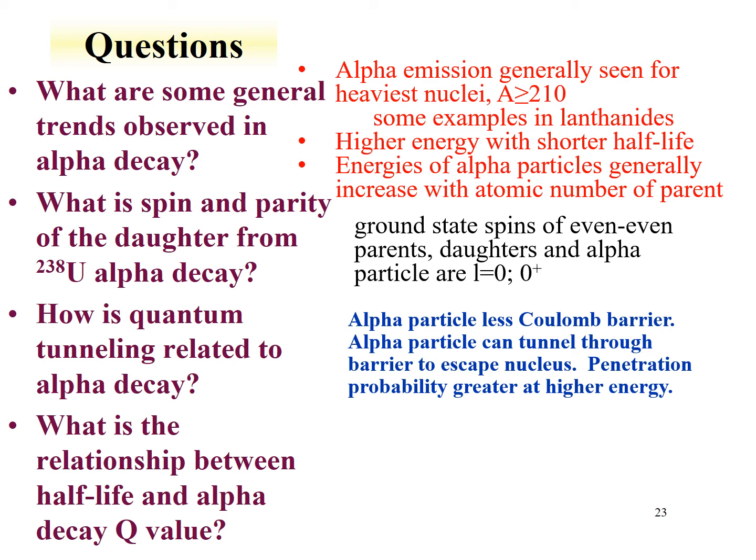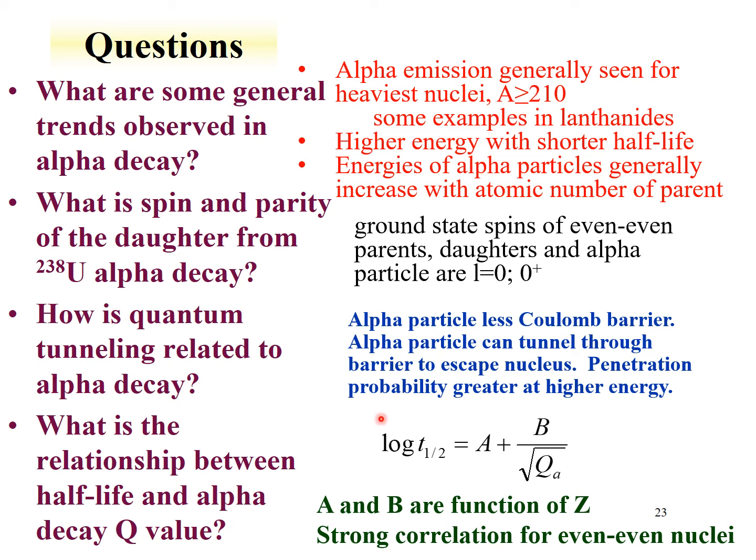So what's the relationship between half-life and alpha decay Q value? Well, there's an equation that we talked about where the log of the half-life is equal to a constant A plus B divided by the square root of the Q value for the alpha decay. A and B are functions of Z, so a function of proton number, and there's strong correlation for even nuclei. You could determine these factors by plotting the log of the half-life in the same unit, generally seconds, against 1 divided by the square root of the Q value for even nuclei of a given Z.